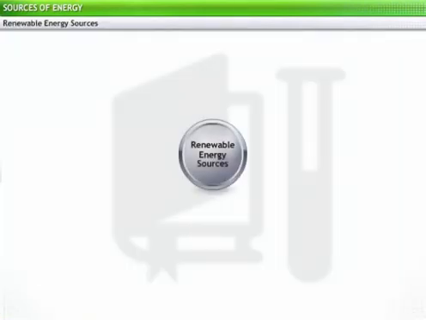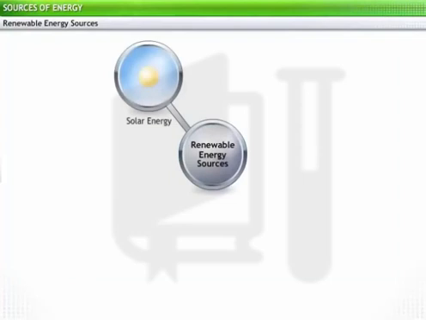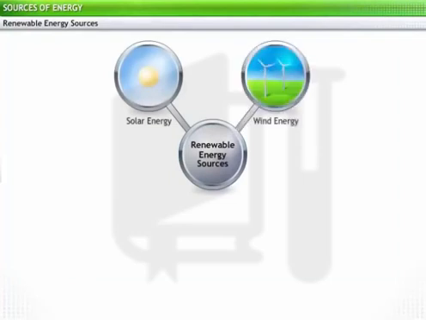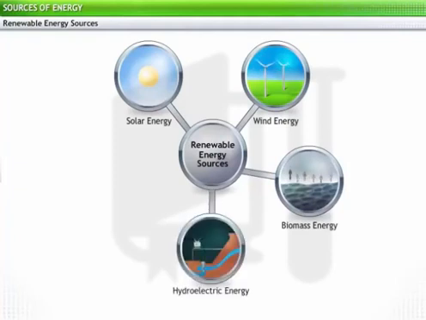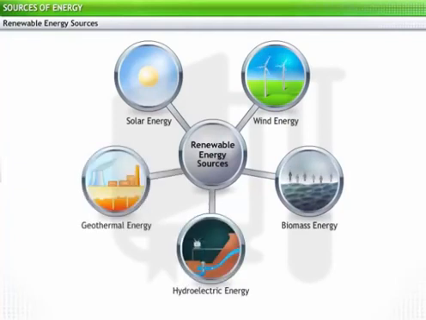The major renewable sources of energy are the sun for solar energy, air for wind energy, fallen crops and wood waste for biomass energy, water for hydroelectric energy, and steam produced in the Earth's core for geothermal energy.